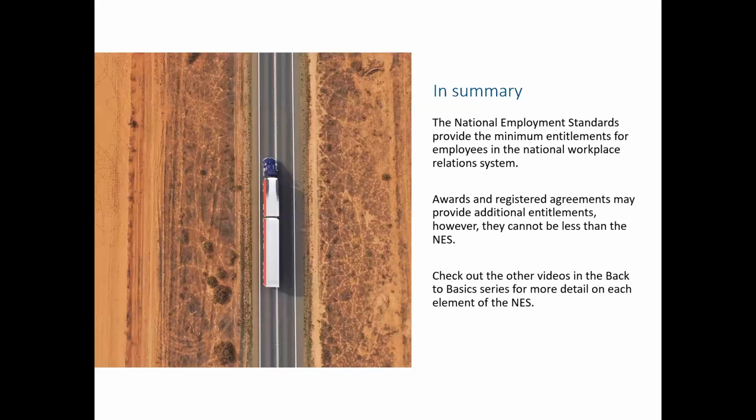So in summary, the National Employment Standards provide the minimum entitlements for employees in the National Workplace Relations System. Awards and registered agreements may provide additional entitlements, however, they cannot be less than the National Employment Standards. There are going to be other webinars in the Back to Basics series on each element of the National Employment Standards. So if you do want to know more about the different elements of the National Employment Standards, I highly recommend that you watch further in this series.